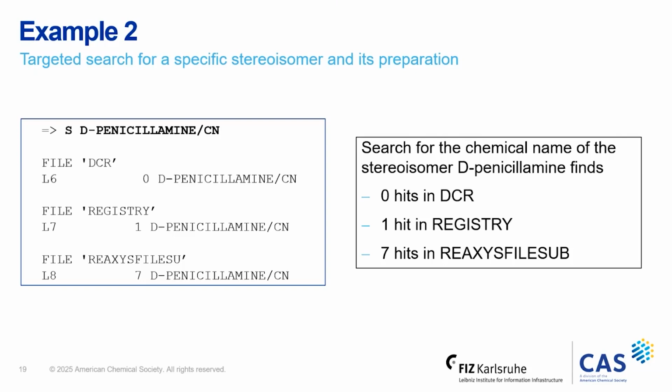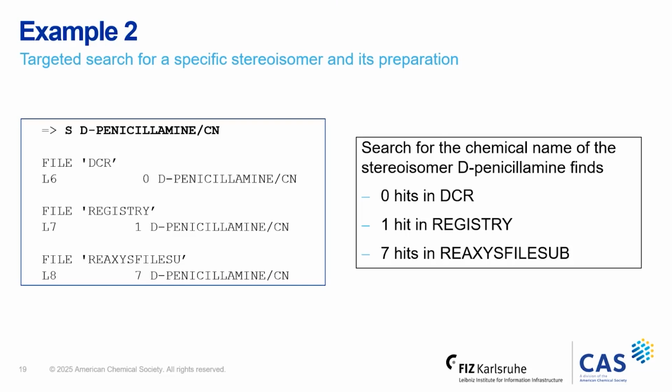Looking for the stereo-specific version of penicillamine. Penicillamine, you can see that we're looking for the D stereoisomer. And then if we can, we want to limit that to records where it's being prepared. So at this point, all I have is the name for D-penicillamine. Am I right? And then I start in DCR, and you can see that there were no records in the database that had that chemical name.